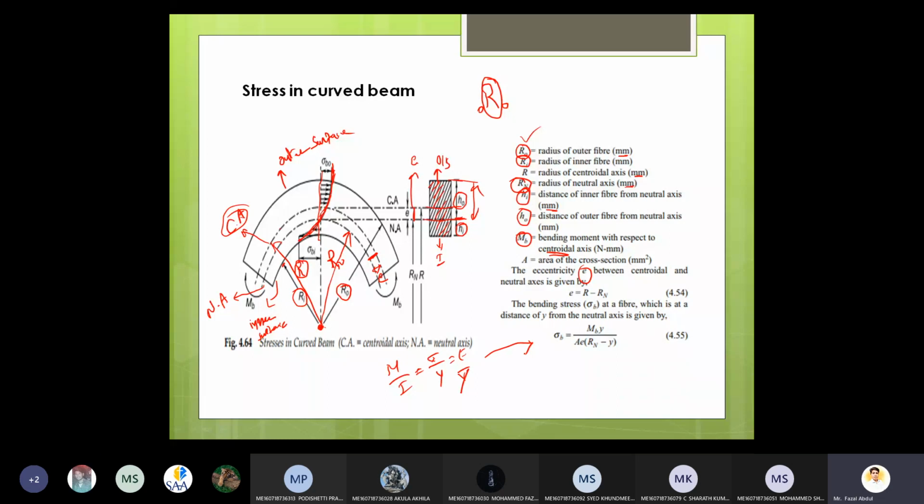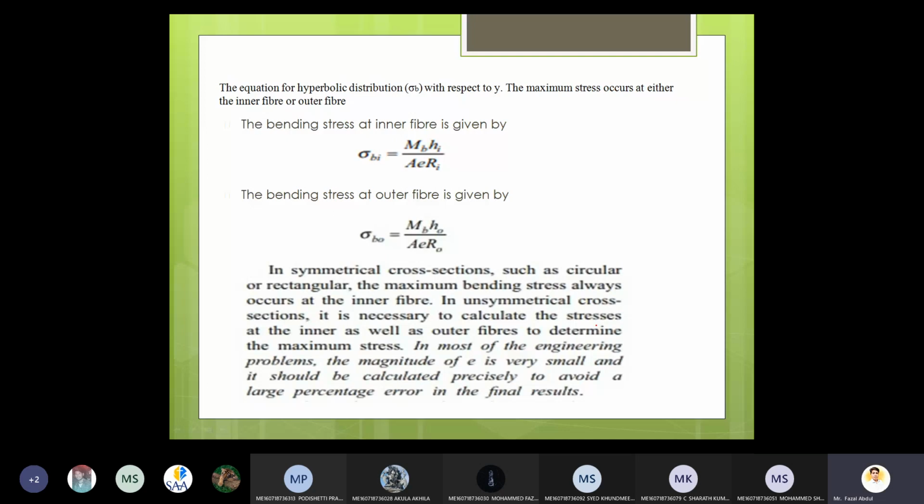So this is the bending stress equation, and we apply it for the inner fiber as well as the outer fiber. So this is one: bending stress for inner fibers.